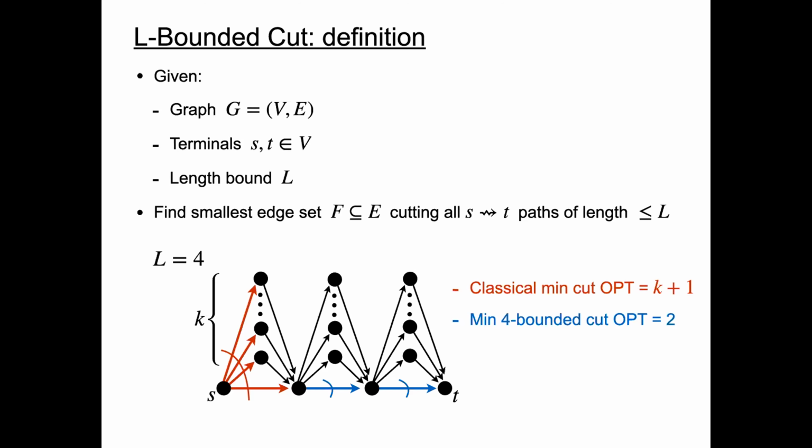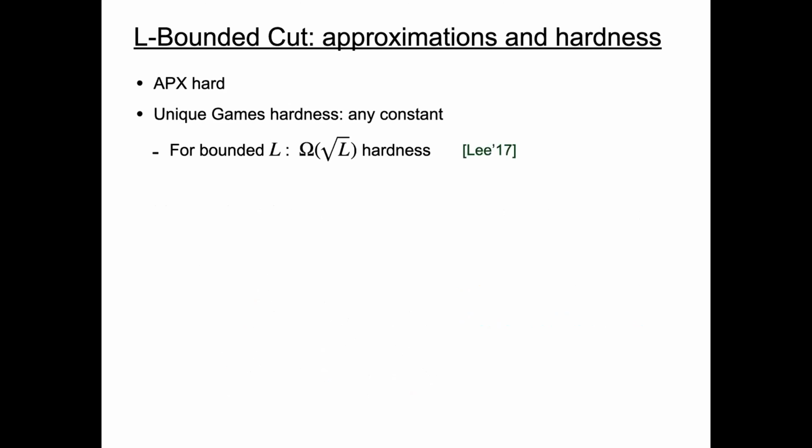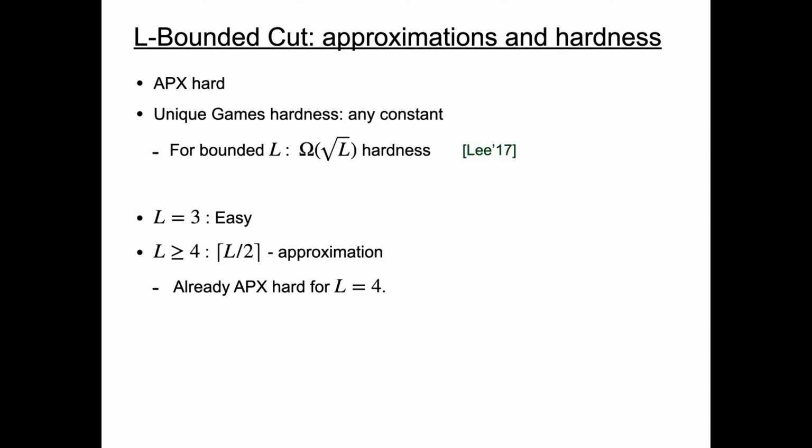So what do we know about this problem? Well, we know that it's APX hard. Assuming the unique games conjecture, it's hard to approximate to within any constant. More specifically, we know that for any value of L, there's an omega of square root L hardness, which is due to Lee. So where does this hardness start? At L equals 3, the problem is still easy, but the best algorithms up until now for L at least 4 were a ceiling of L over 2 approximation. And in fact, the APX hardness already starts for L equals 4.